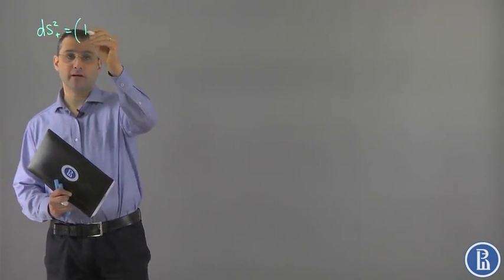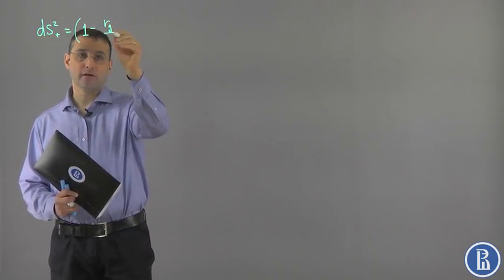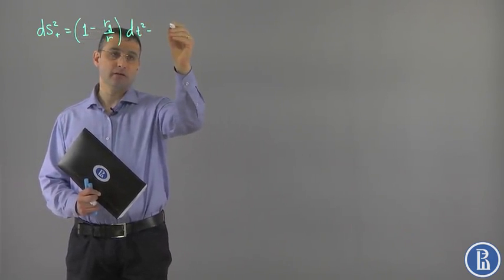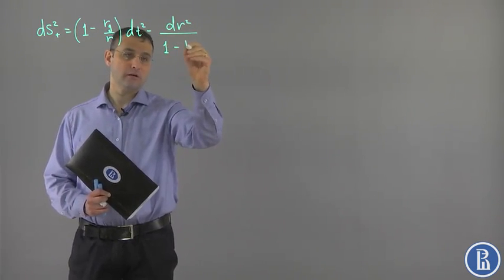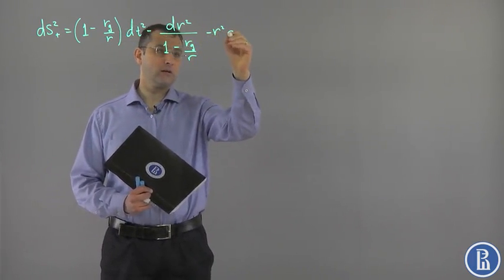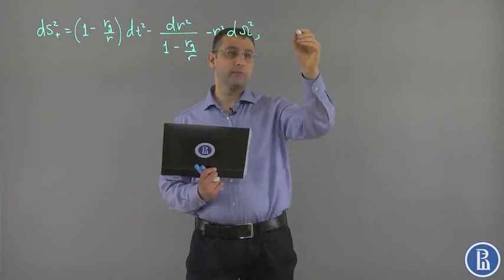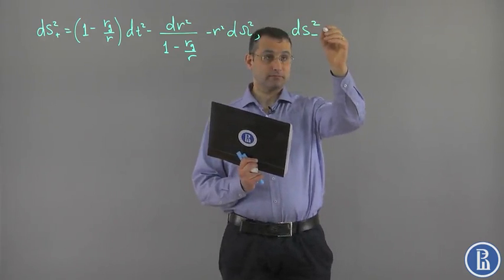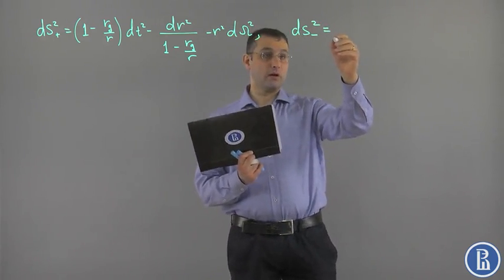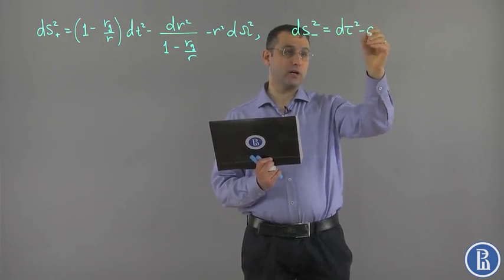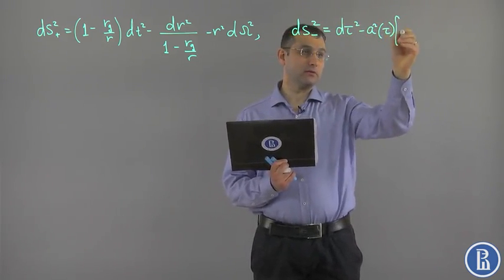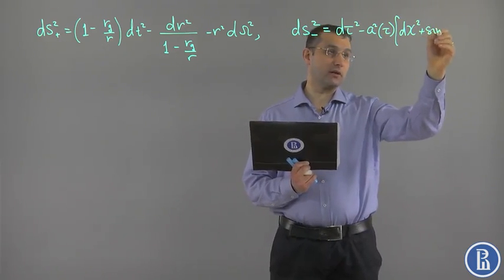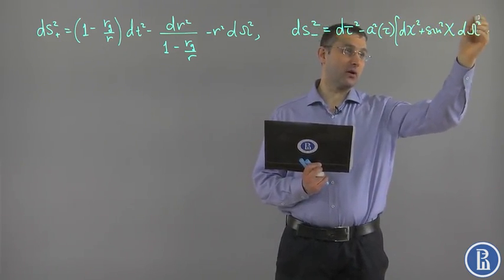Okay, so again, we are gluing this Schwarzschild metric, outside of the body of the star, to the metric inside the body of the star, which is equal to d tau squared minus a squared of tau times (d chi squared plus sine squared chi d omega squared).